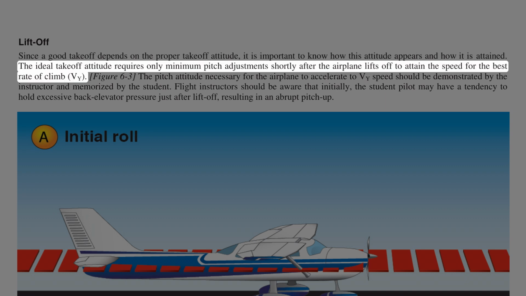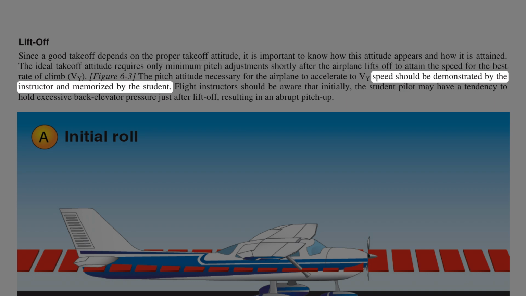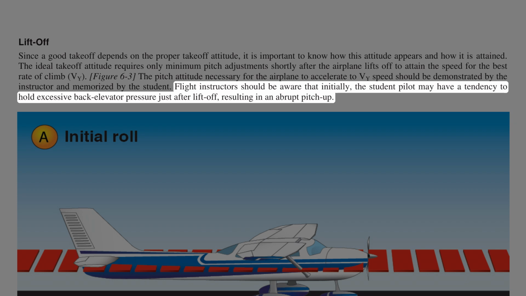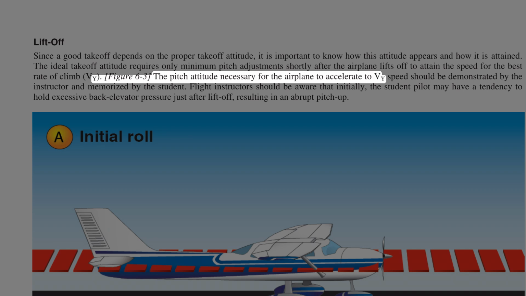The ideal takeoff attitude requires only minimum pitch adjustments shortly after the airplane lifts off to attain the speed for the best rate of climb, VY. This speed should be demonstrated by the instructor and memorized by the student. Flight instructors should be aware that initially, the student pilot may have a tendency to hold excessive back elevator pressure just after liftoff, resulting in an abrupt pitch up. The pitch attitude necessary for the airplane to accelerate to VY.